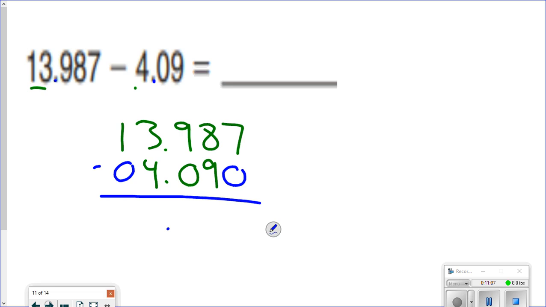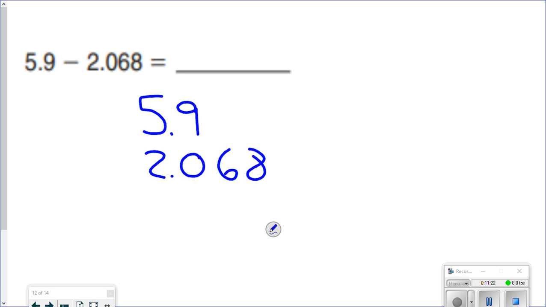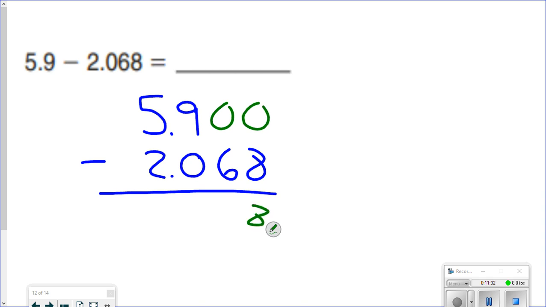I've noticed that when I write it out for you, it makes sense. A lot of kids, when you see this problem here, you put the 2.068 on top. That is not right. Put 5.9 on top, 2.068 on the bottom, and you are subtracting. But you need to put zeros in these places, because if you don't, a lot of you are writing down an 8 and a 6 right here.